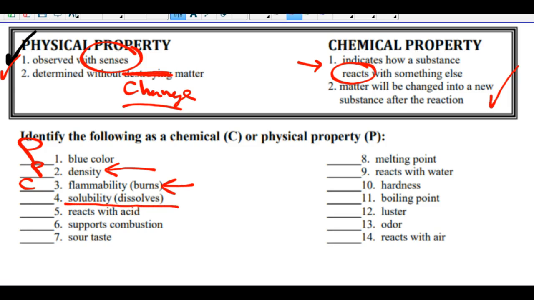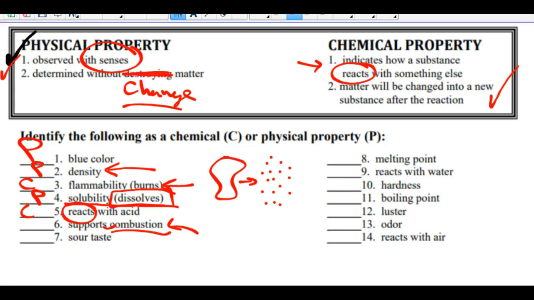Solubility, that one's a tricky one. When something dissolves, it's still there. It was a large chunk, it's just gone into small chunks that we can't see. But it's still the same stuff, it's just smaller. So if it's still the same stuff, that is physical. Reacts with acid, there's our red flag, I mean that's chemical. Supports combustion. Combustion is a type of reaction, so that's chemical. Sour taste, we can observe that with one of our senses, which is taste, so that's physical.